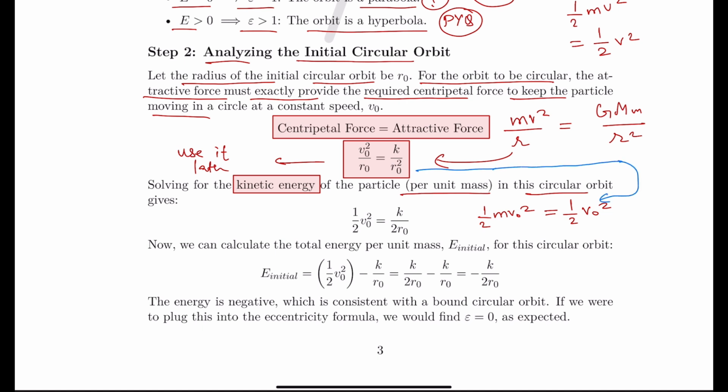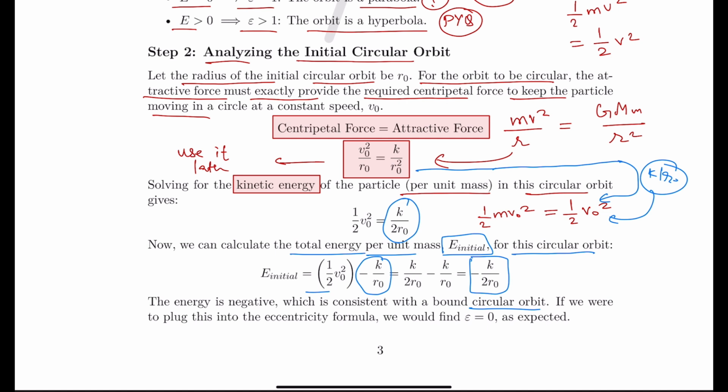This expression will provide the v naught square, and v naught square is nothing but, you can sense, it is going to be k by r naught. So when you put the k by r naught, we are going to get half k by r naught, or k by 2 r naught. Now we can calculate the total energy per unit mass, and we are calling it E initial for the circular orbit. We already have the value of potential energy, and we are going to substitute the value of kinetic energy, and finally it is going to add up to provide us minus k divided by 2 r naught, and the minus sign here also confirms that it is a bound orbit and it is a circular orbit.